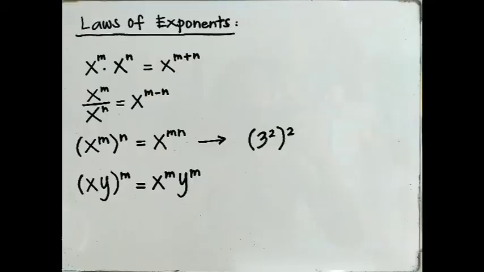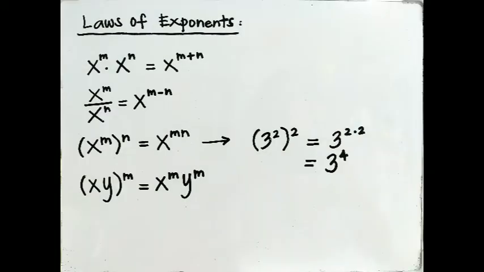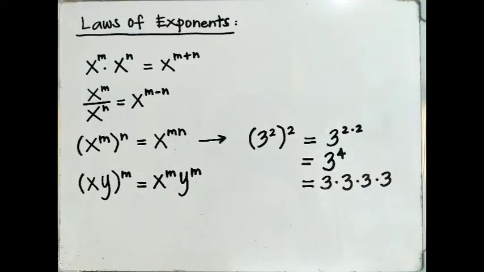Another example is 3 squared raised to a second power. The result will become 3 to the power of 2 times 2. This will become 3 to the fourth power which is equivalent to 3 times 3 times 3 times 3. Thus, 3 squared raised to a second power is equal to 81.